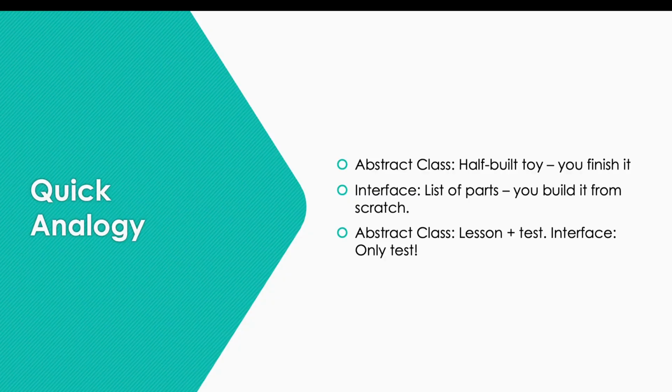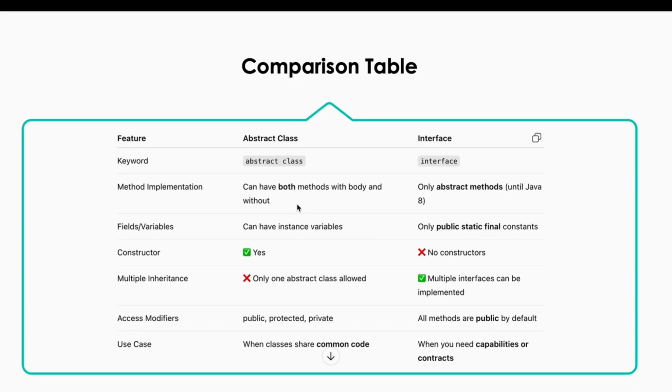Okay, so let's understand the analogy behind them. The abstract class is like a partially built toy. It has some implementation, it's partially built, but you still need to complete it. On the other hand, an interface is like a list of toy parts. You have to build everything from scratch. Okay, so let's compare them.